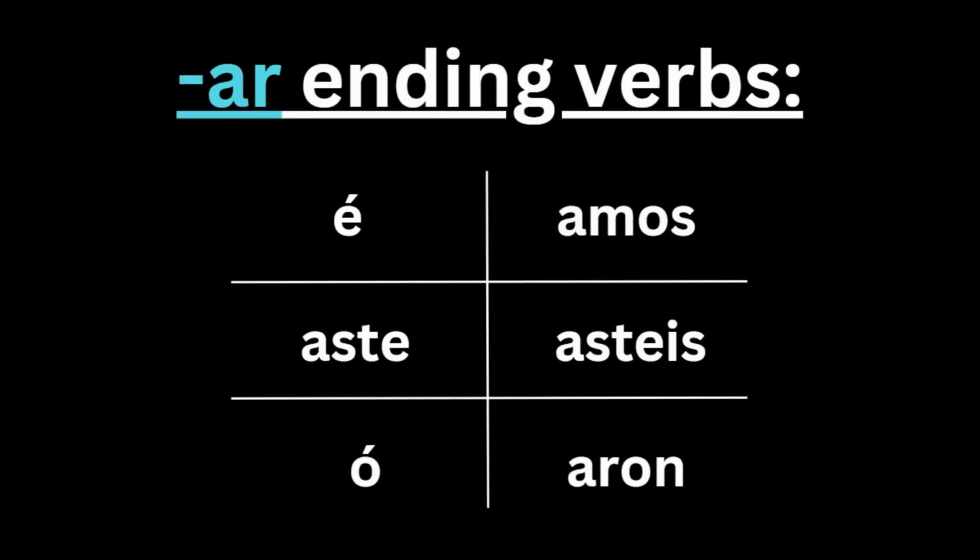For the yo pronoun, you drop the ending of the verb and then add the ending é with an accent, meaning that you'd always have an emphasis on that vowel when you say the conjugated verb. For tú, you drop the ending and then add the ending aste. For él or usted, you drop the ending and add the ending ó with an accent, meaning that you likewise put an emphasis on that vowel. For nosotros, you put amos, and it's actually the same ending that you have in the present tense, and so you can only tell the difference between them in context. For vosotros, you put asteis, and for ellos, you put aron.